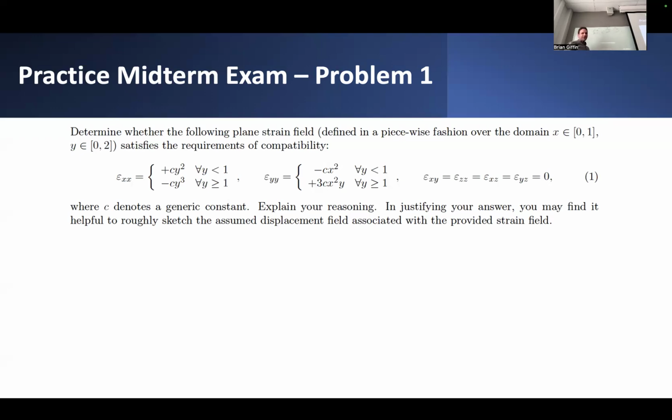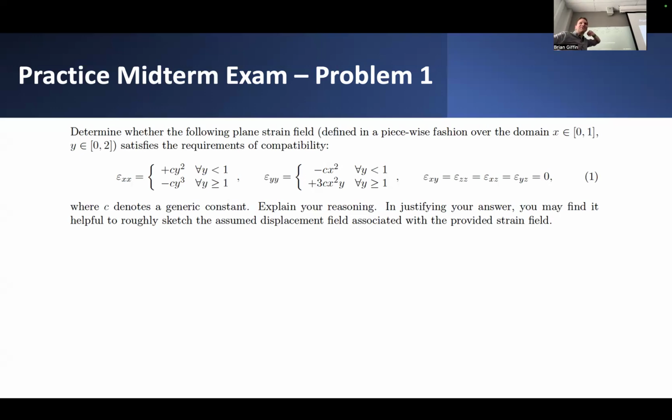Okay, so this is nice. We can use this, but what about the fact that the strain field is not constant, or rather the expressions for the strain field depend on which section of the problem we're looking at, whether we're looking at things above y equals 1 or below the line y equals 1? So what would be your approach in this case? How would we apply this in this particular scenario?